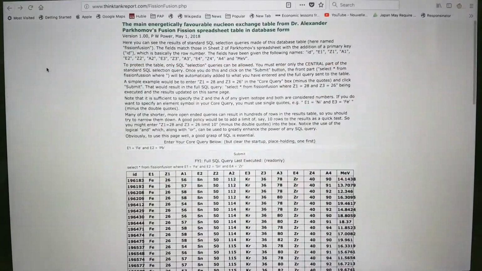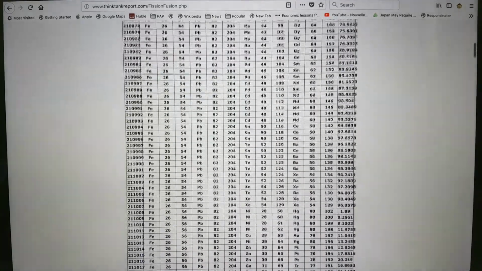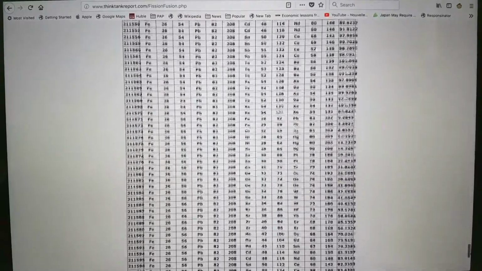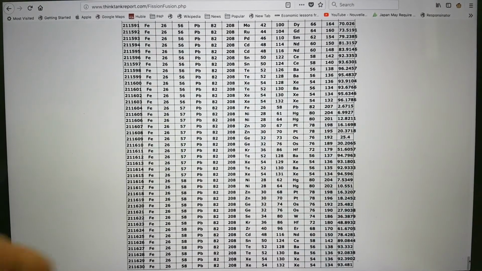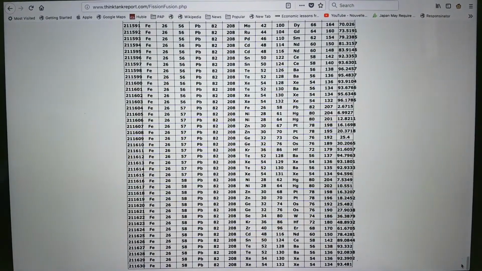So let's throw that in there, iron and lead. It might take quite some time, but there are just a phenomenal number of outputs here. It's just silly, and some of them have scary amounts of energy output, in the 19 mega electron volts.